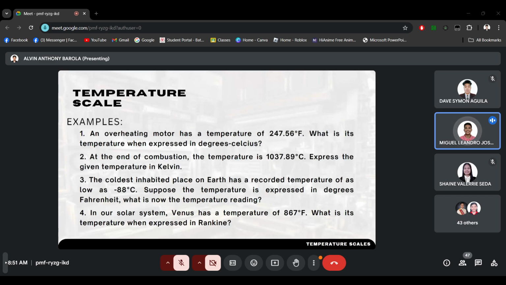So I will not call on anyone specifically po. I want everybody to participate and type their answers in the chat box. Bigyan ko po kayo ng konting oras.